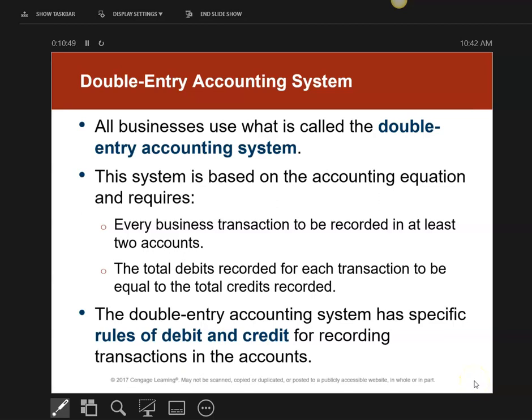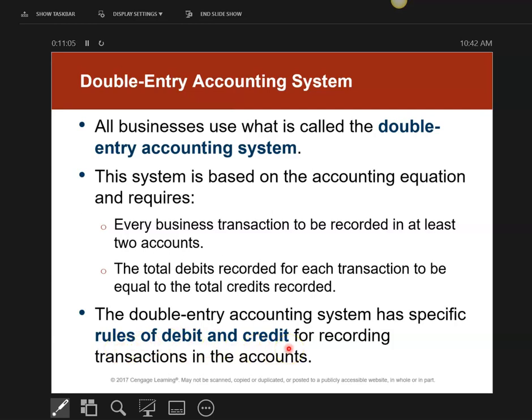So we're going to introduce something called the double entry accounting system. Basically, it means that for every transaction, I have to record at least two accounts. The debits have to equal the credits. So this goes back to the rules of debit and credit.